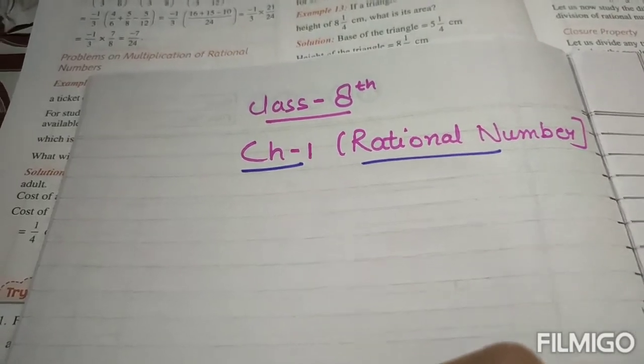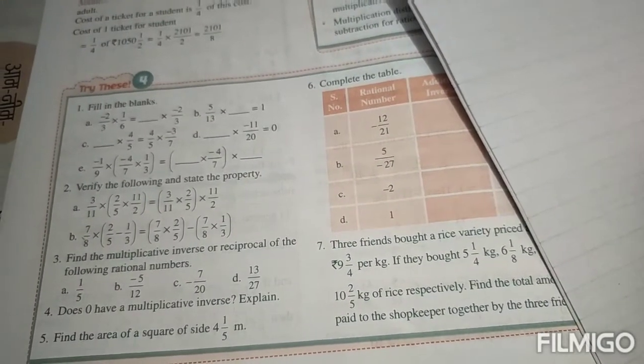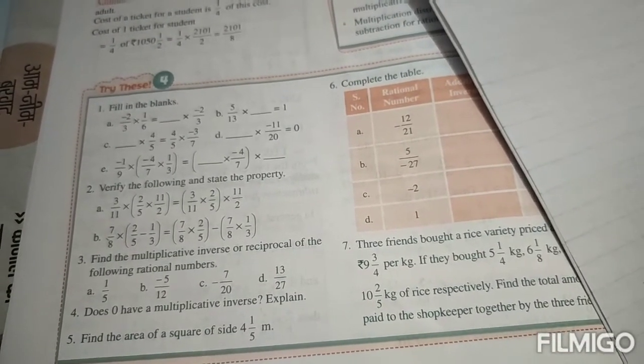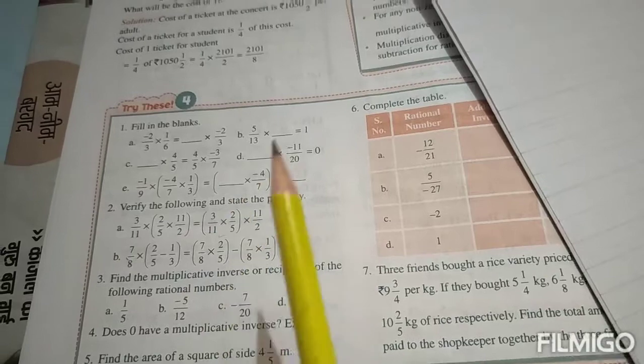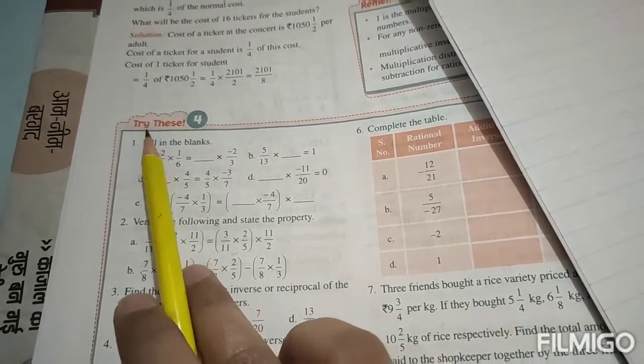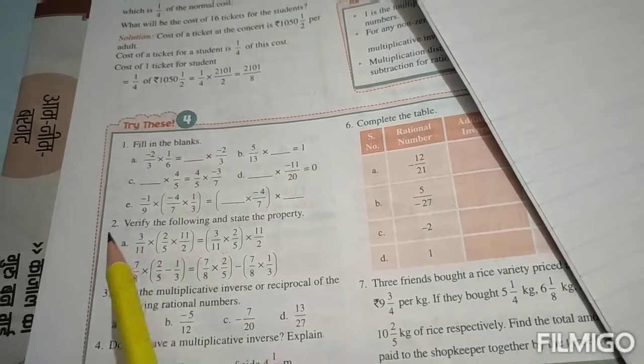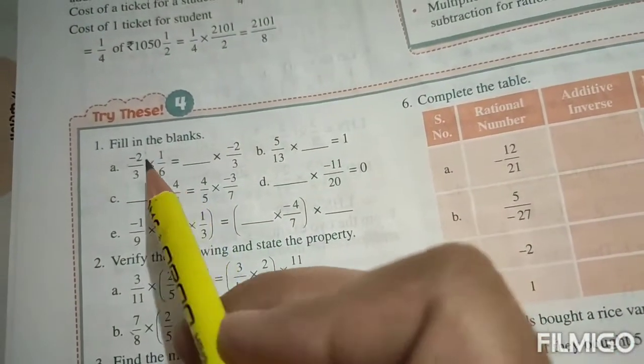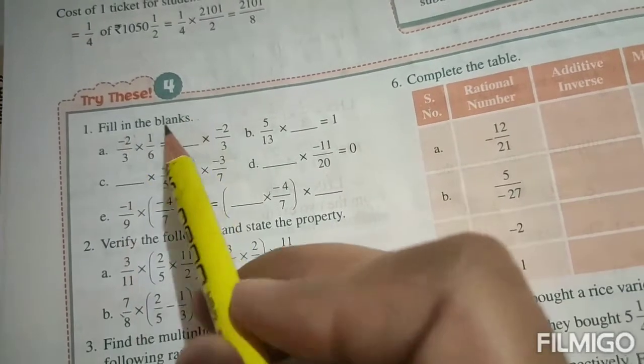Let's begin. Up to now, we have already tackled the introduction part and three Try These exercises. Now we are moving to the next, Try These 4. The first question of Try These 4 is filling in the blanks.